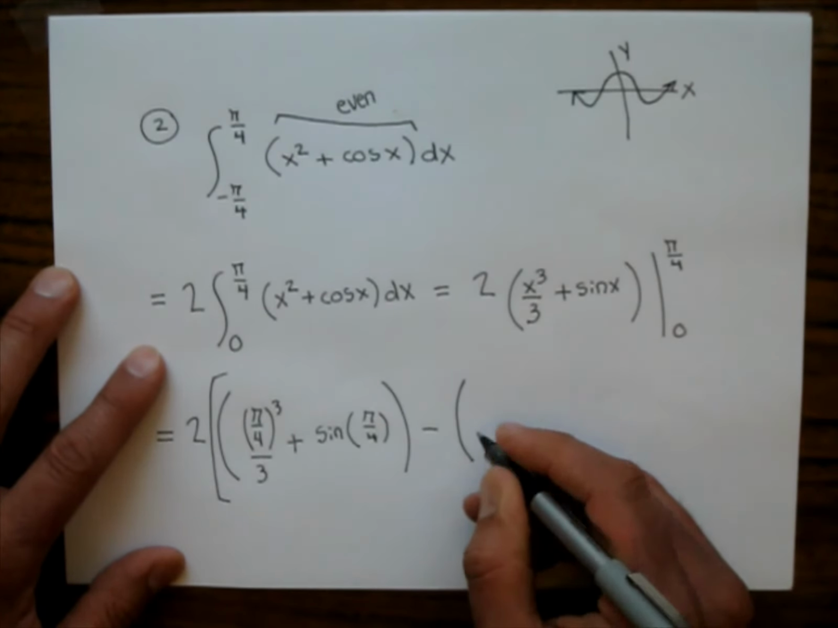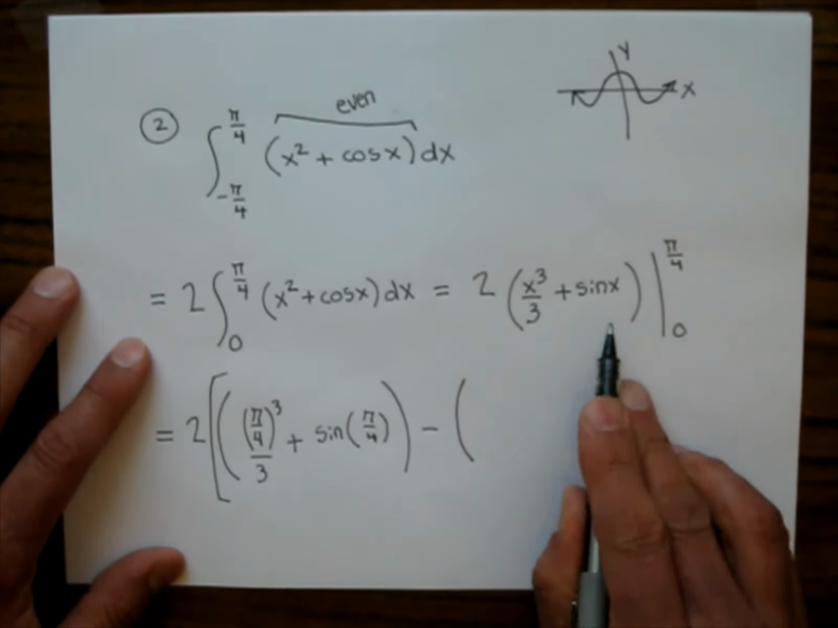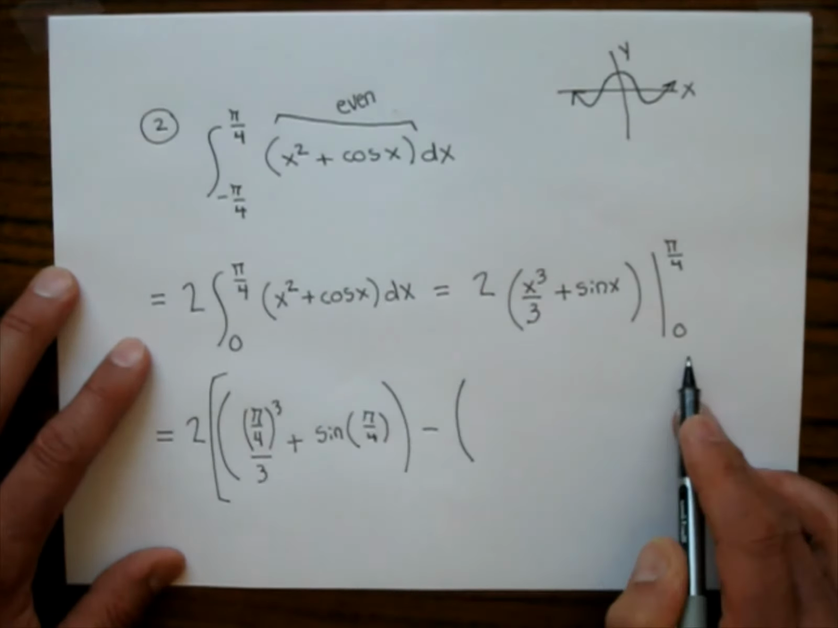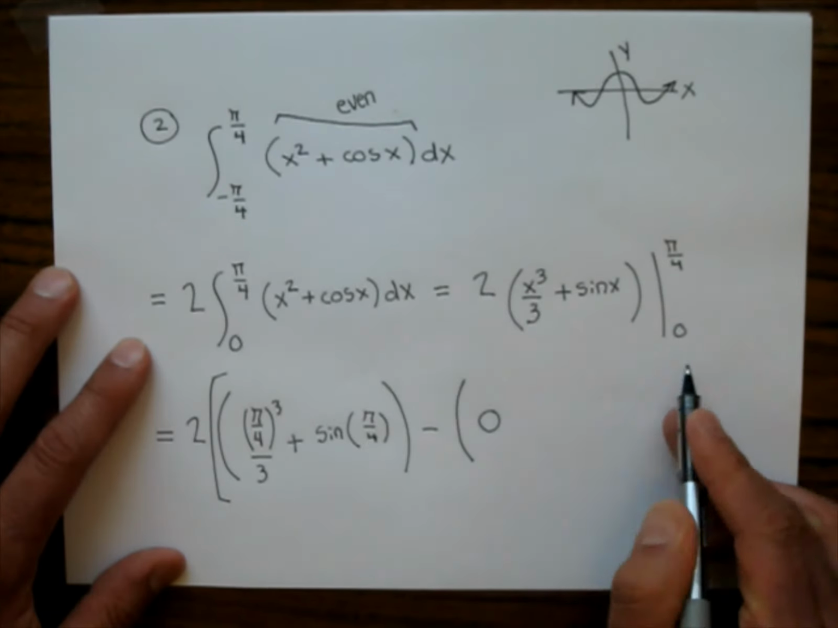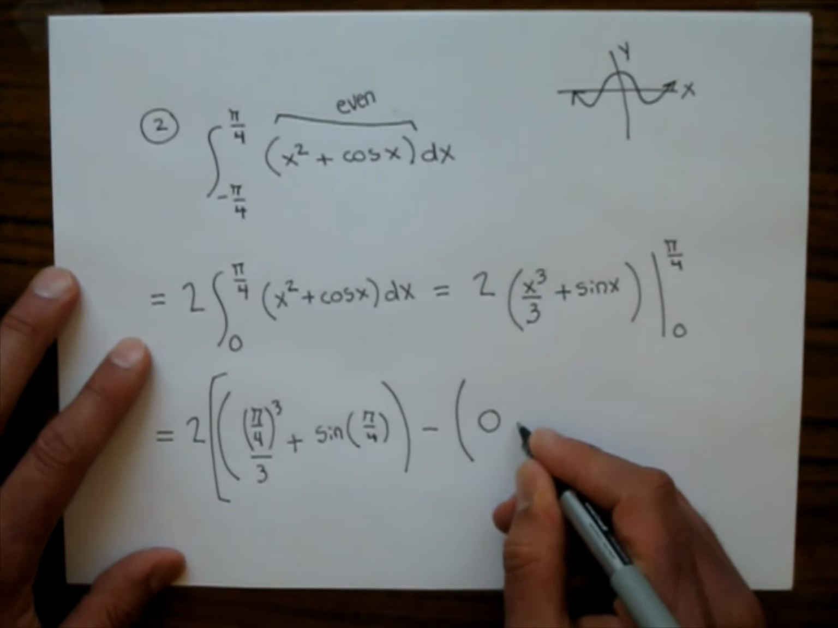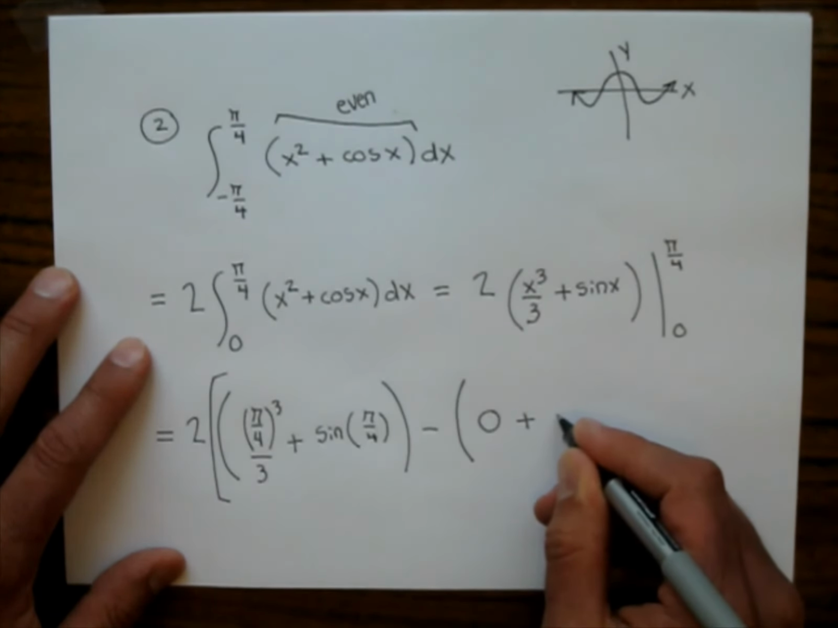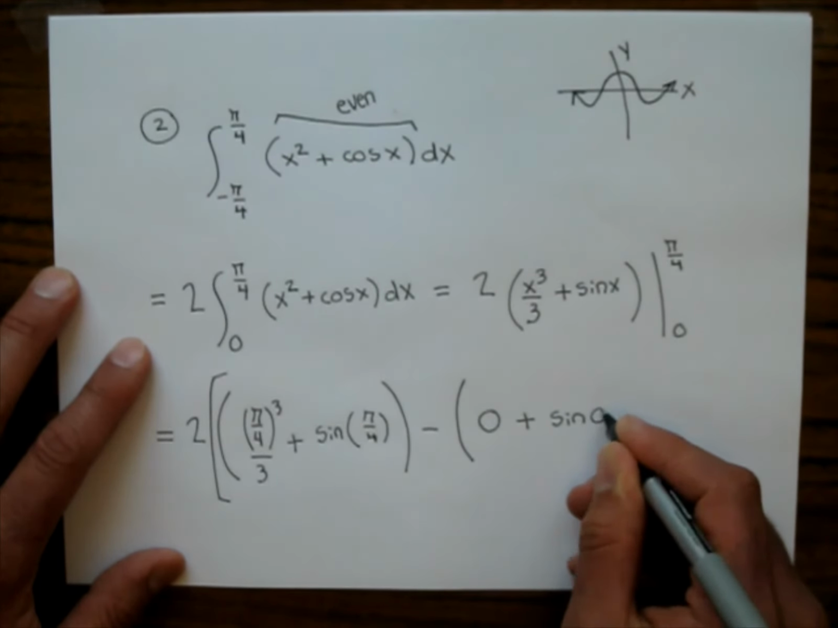Put 0 in for x now. See, this is a lot easier to put 0 in for x than it would be to put negative pi over 4 in for x. So we'd have 0 there, 0 cubed over 3 is 0. And what is sine of 0? Sine of 0 is 0. Let me just write out sine 0 here first.